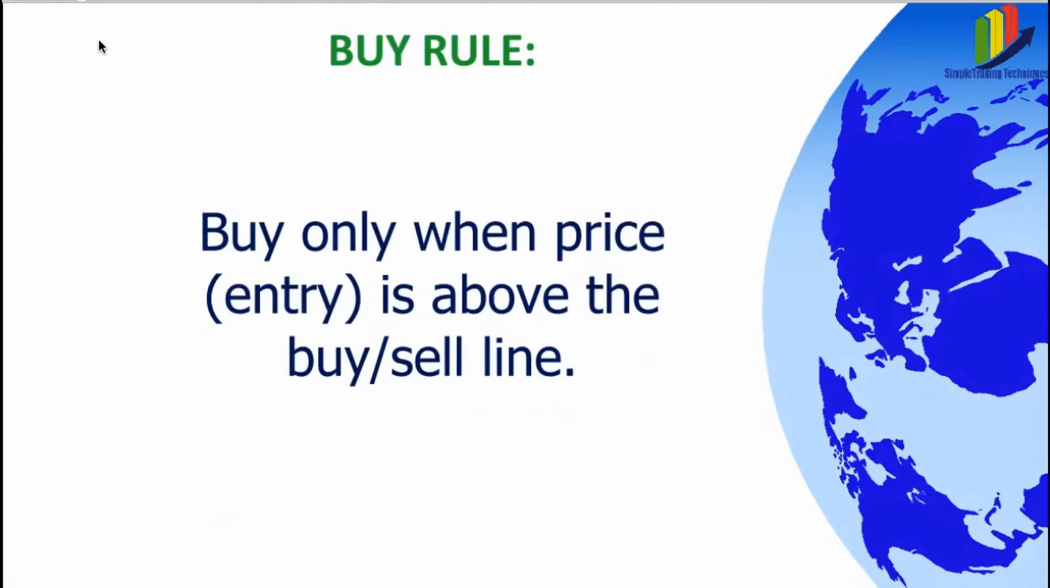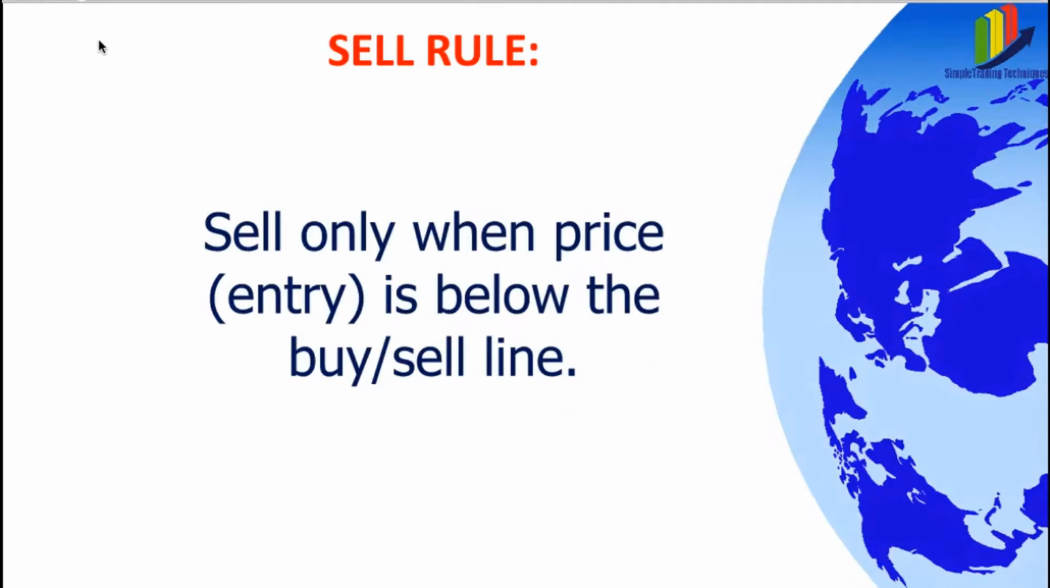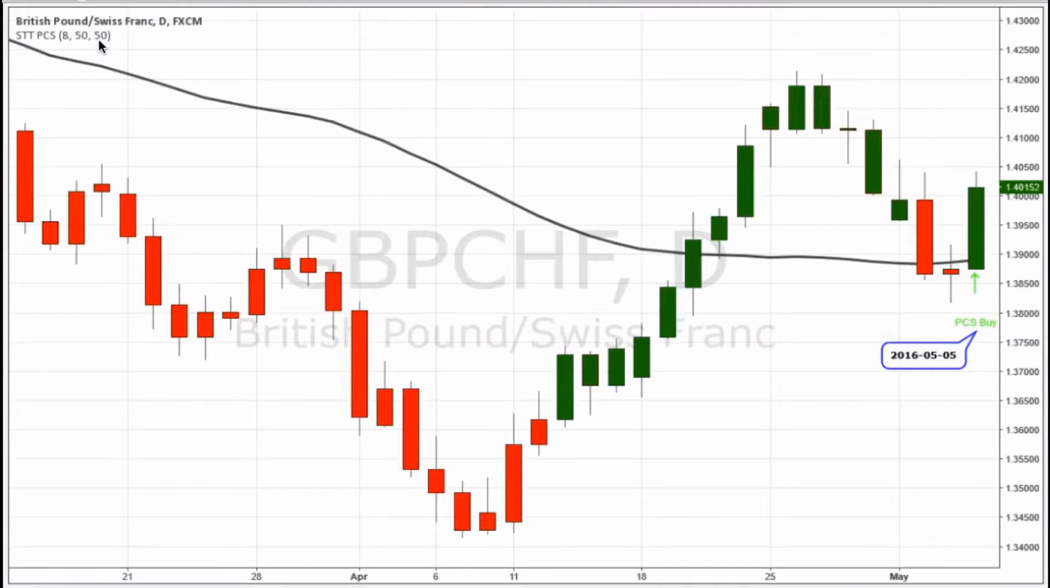So the buy rule for the buy sell line is to buy only when price is above the buy sell line. And the sell rule is to sell only when price is below the buy sell line. Now let's look at some examples of results for this.